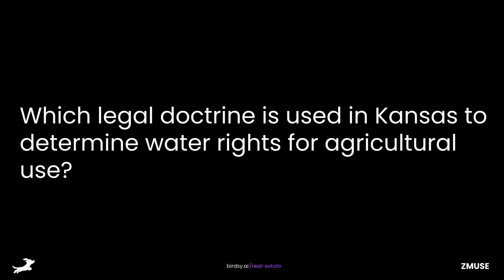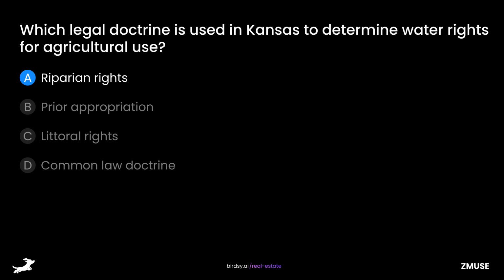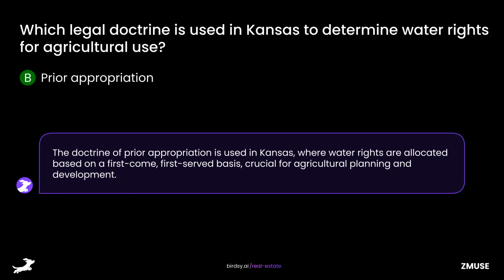Which legal doctrine is used in Kansas to determine water rights for agricultural use? Is it A, riparian rights, B, prior appropriation, C, literal rights, or D, common law doctrine? The answer is B, prior appropriation. The doctrine of prior appropriation is used in Kansas, where water rights are allocated based on a first-come, first-served basis, crucial for agricultural planning and development.